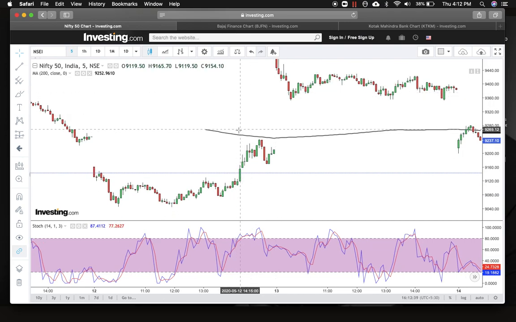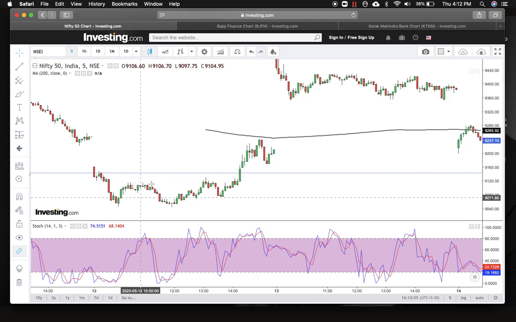Together with the 200 period moving average, which acts as long-term support and resistance of the stock, we'll be using the stochastic. That's a very simple indicator. It's a leading indicator just like RSI. What is stochastic? You can always check out some videos to find out how to use stochastic.